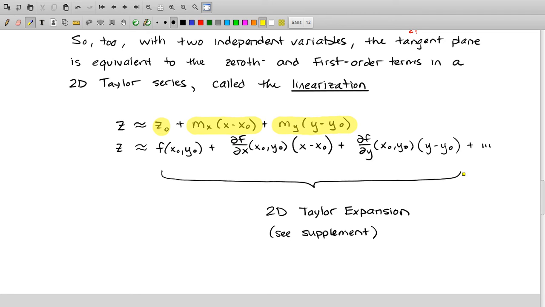Indeed, this is what we would call the zeroth or constant term and the first order or linear terms in a 2D Taylor expansion, right? So this idea is very, very similar. It's identical to what you see in 1D. This is just what a Taylor series looks like in 2 dimensions. And so the tangent plane is a truncated Taylor series in 2 dimensions. This is incredibly important, which is why I am emphasizing this representation of a tangent plane over the one obtained using the cross products.